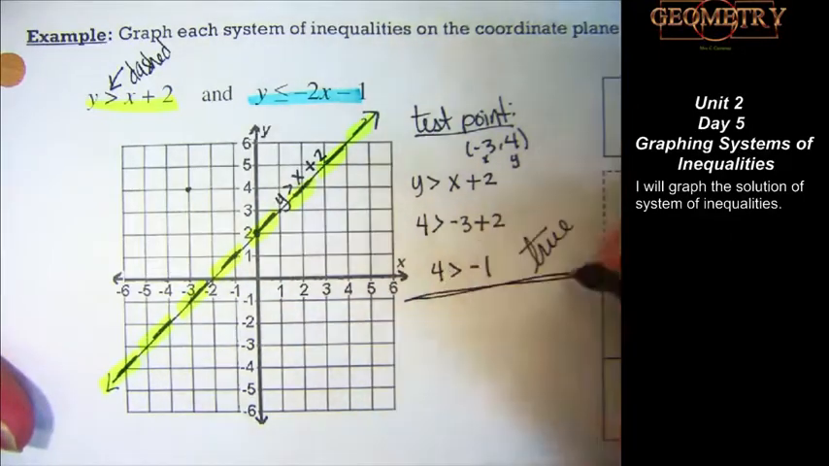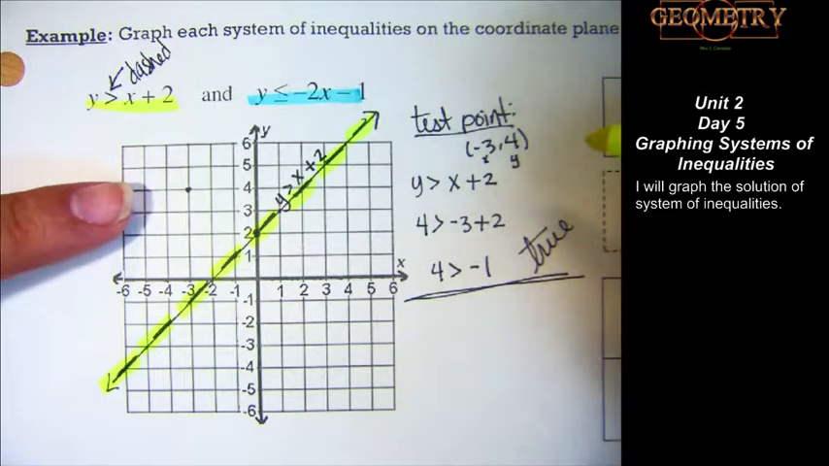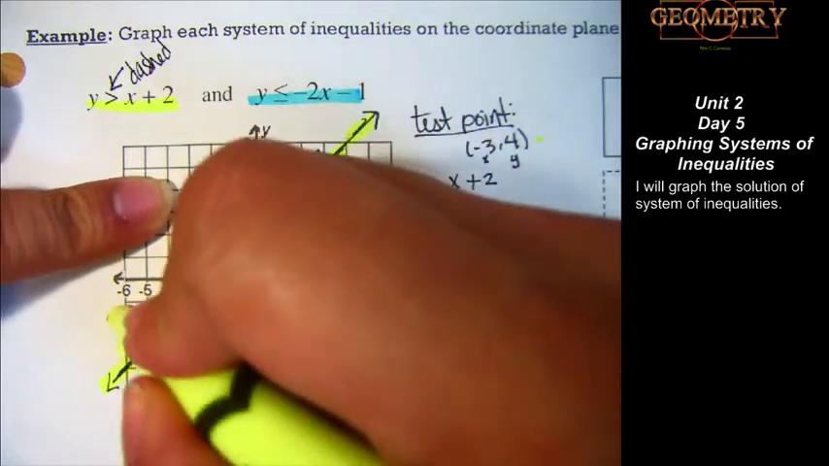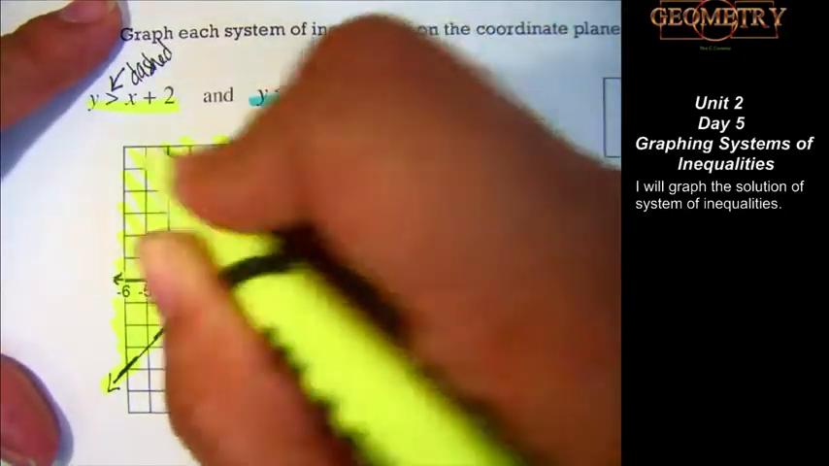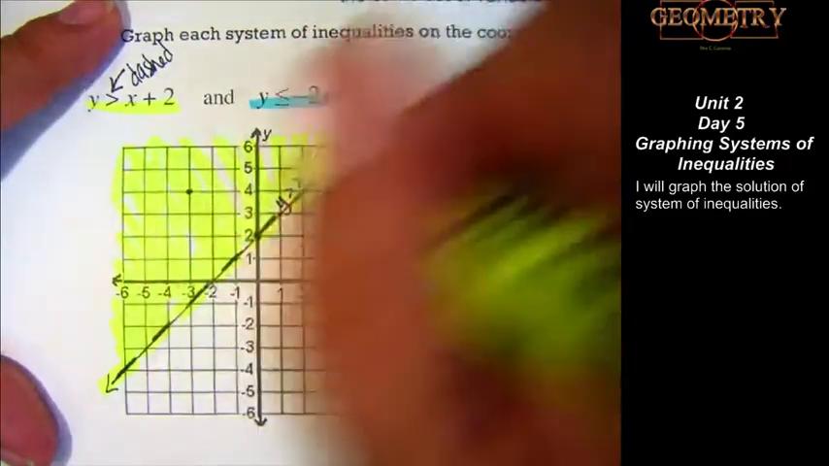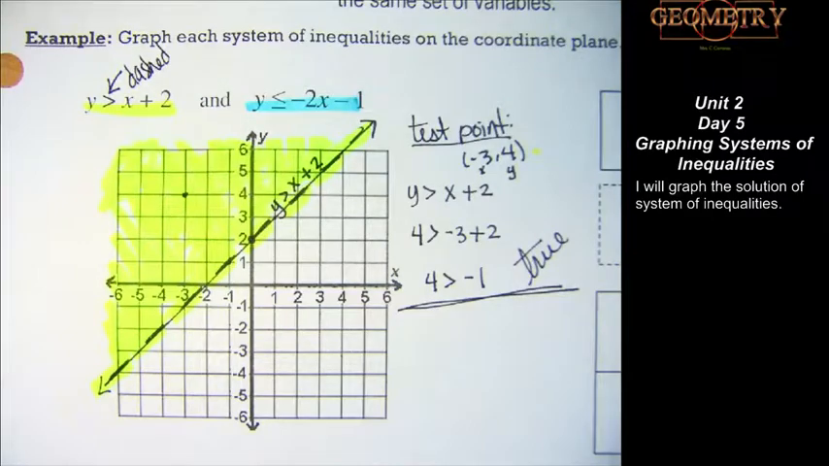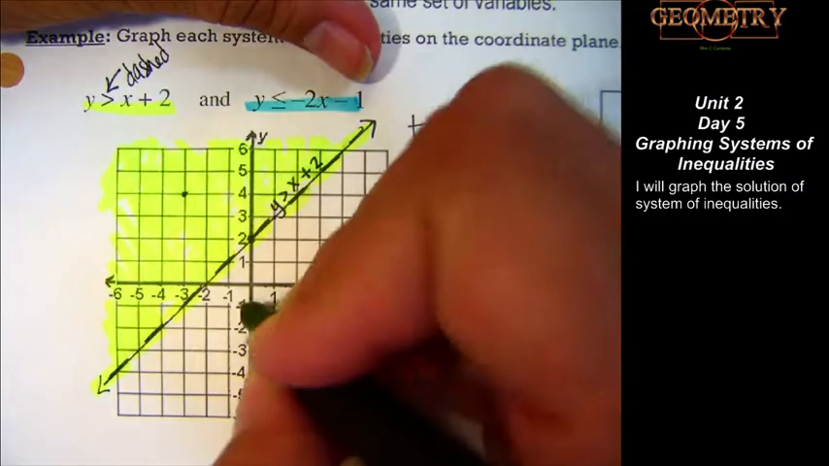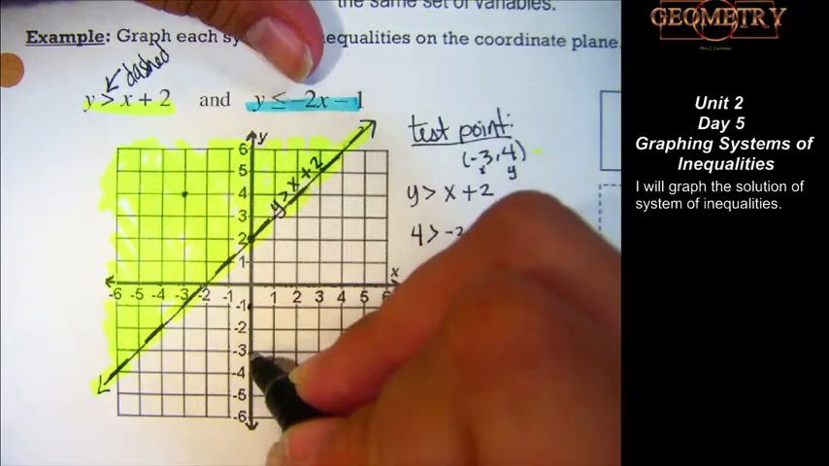All right, that's true, which means I'm going to color where this point lived. This point lives over here, and so I'm going to color over here. That make sense? All right, I'm going to repeat for the blue one. Intercept is -1. Slope is -2. Down 2 to the right one.